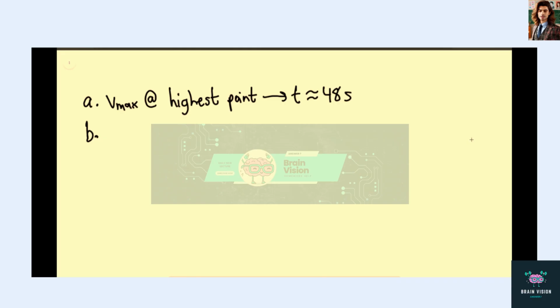For part B, the indication of a constant velocity on a velocity versus time graph would, of course, be a slope of 0. So when the slope is 0, this means that the velocity is not changing, and so we have a constant velocity. This occurs, so we can say constant velocity, slope equaling 0, and this occurs between 90 seconds and 108 seconds.